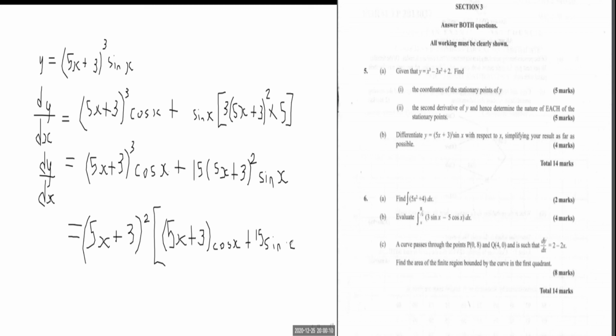All right, that's for me. This is as far as I can go. That's it. That's dy by dx. Nice and easy.